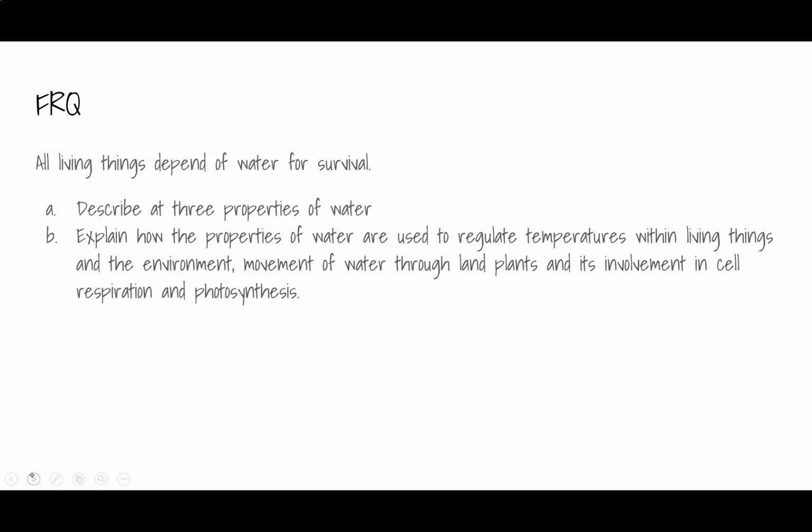Now here's the FRQ. Now what's going to happen is this will get graded. So there's going to be a lot of right answers, and I'll go over them as we talk about this here. But let's look at, for example, choice A. Describe 3 properties of water.